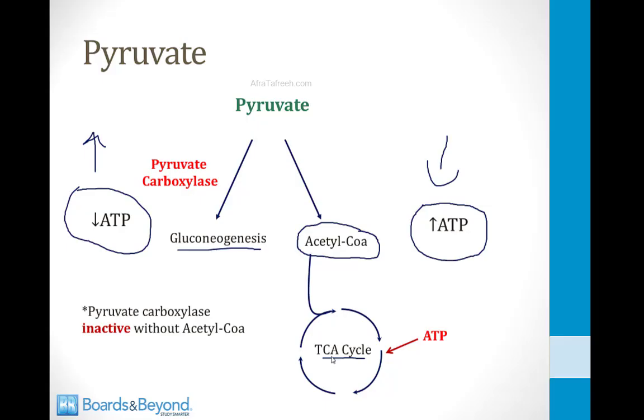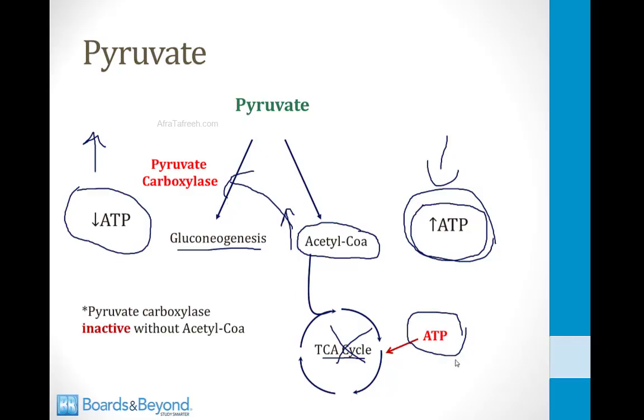The TCA cycle generates a lot of ATP. That's why the ATP level goes up when pyruvate is metabolized this way. And ATP is an inhibitor of many of the enzymes of the TCA cycle. That means that when ATP levels get high, the TCA cycle becomes inhibited and levels of acetyl-CoA begin to rise inside of a cell. Well, it turns out that acetyl-CoA is a very important activator of pyruvate carboxylase. It's called an allosteric activator because it changes the conformation of the enzyme and makes it more active.